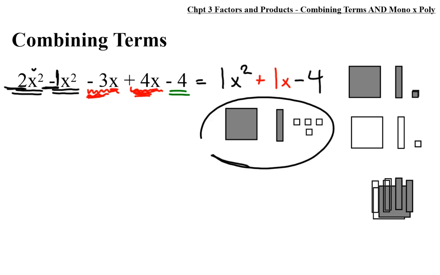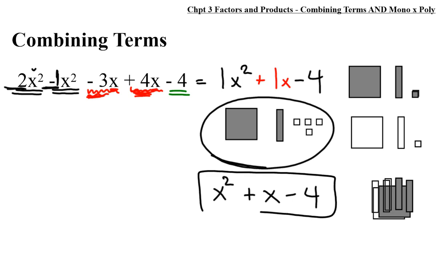There's my simplified polynomial. X squared, the 1's not important. If you have it, it's not wrong, but it would never be on a multiple choice exam. X squared plus x minus 4. There's the simplified form.